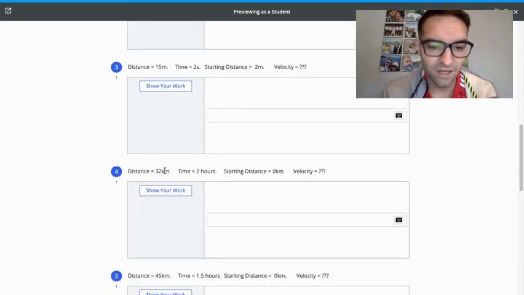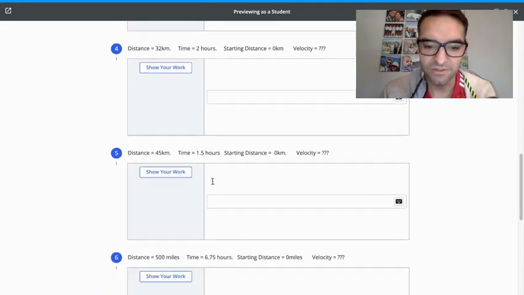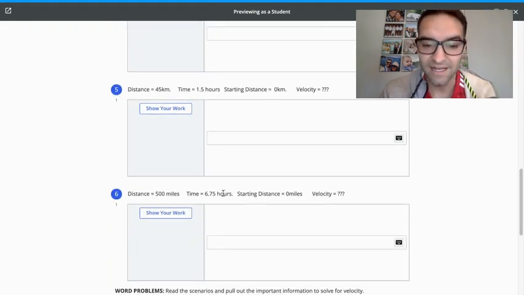Now look at this, kilometers, hours. So your units for velocity will be kilometers per hour. Kilometers, hours. Miles an hour. So this will now be miles per hour.